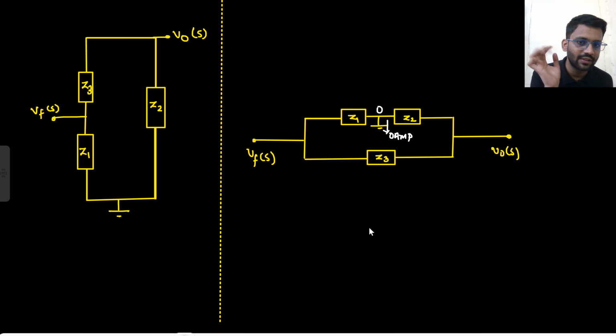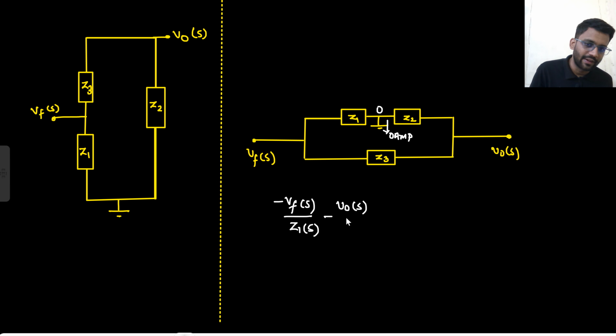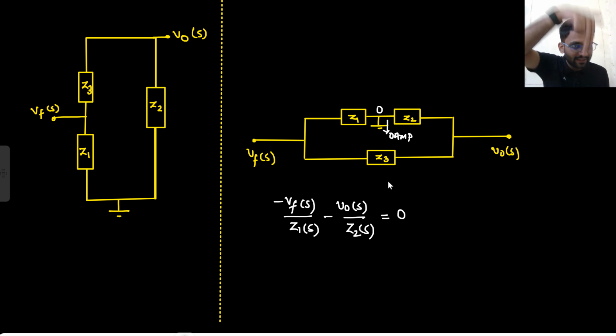Now what is this node? This node is 0. This node is 0. So what can I write? I am applying nodal here. 0 minus VFS divided by Z1S plus 0 minus V naught S divided by Z2S. That would be equal to 0, right? Because this end is driving 0 ampere current. So 0 minus VFS divided by Z1S plus 0 minus V naught S divided by Z2S is equal to 0.